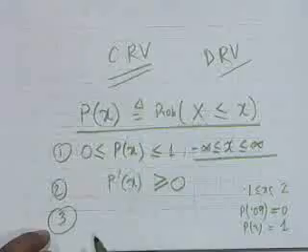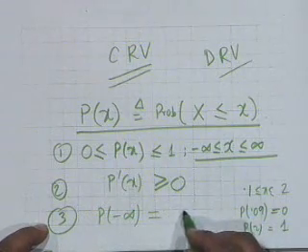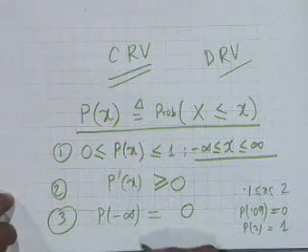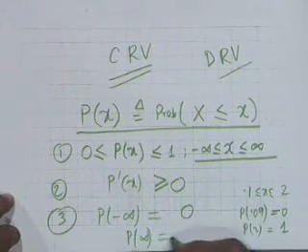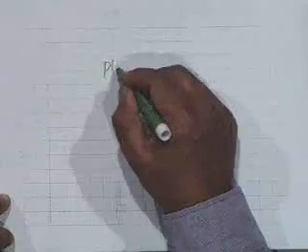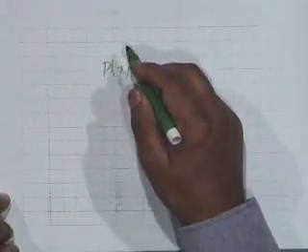Now, you also see that if x varies between minus infinity and plus infinity, then P of minus infinity is equal to 0. There cannot be a value of x less than minus infinity, and similarly P of plus infinity is equal to 1. All right. I have already said P prime x, this I have already said, yes, okay.